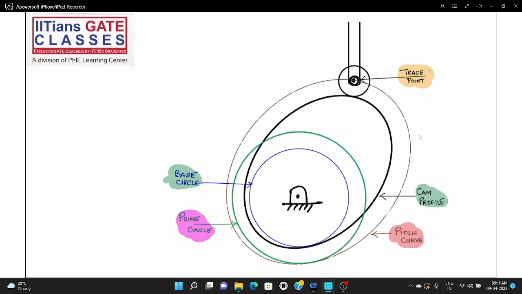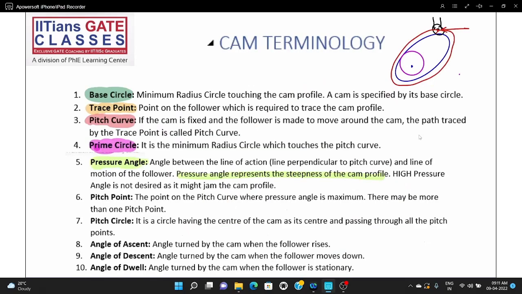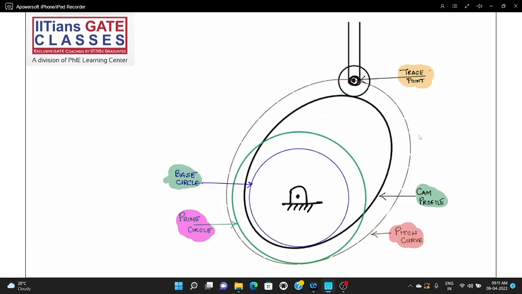If you draw it, see, it is clearly mentioned. If you go through this line, I think most of the questions will be answerable, right? It is a line perpendicular to the pitch curve and the motion of the follower. Which is the pitch curve? You can see this is the pitch curve. You can draw a line perpendicular to the pitch curve, and then you have the motion of the follower. The angle between them is nothing else but the pressure angle phi.